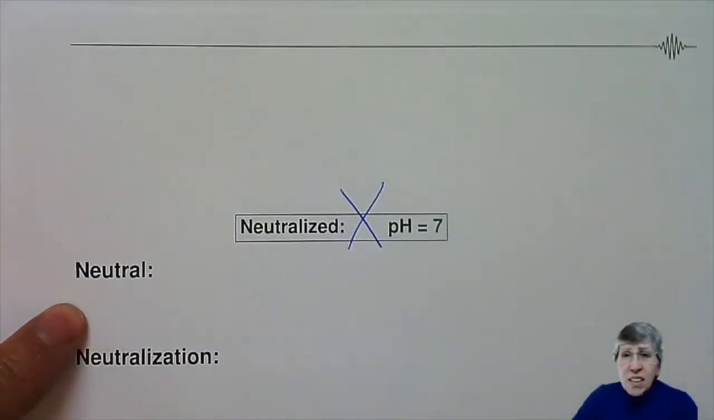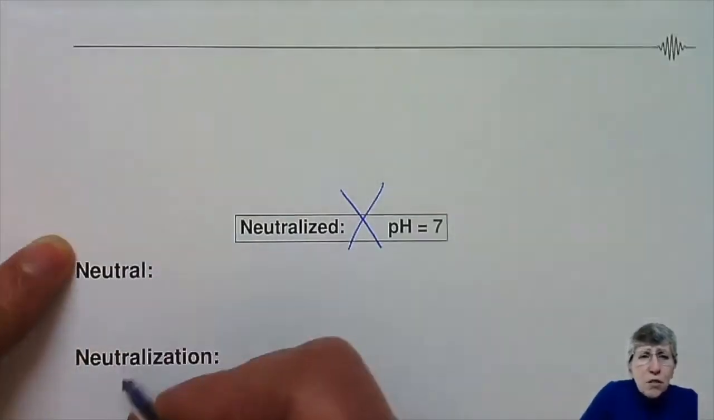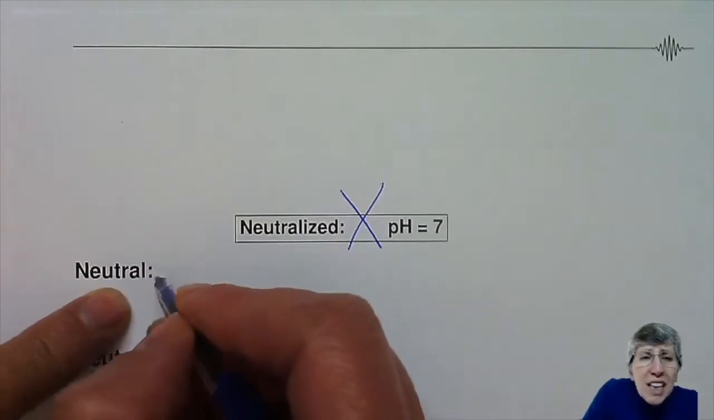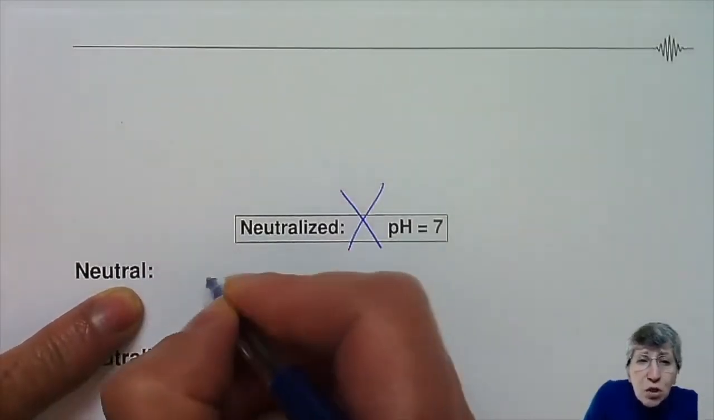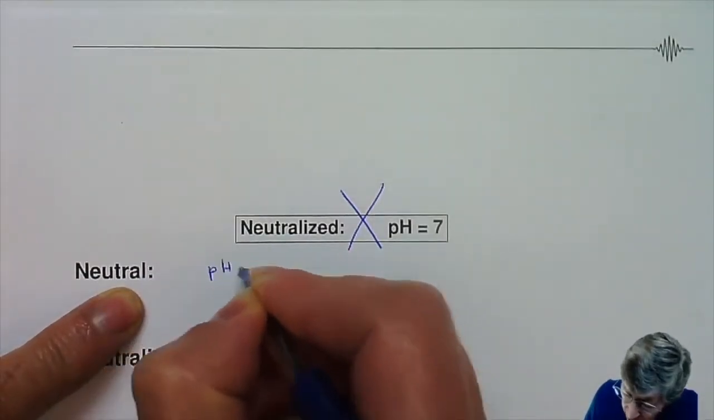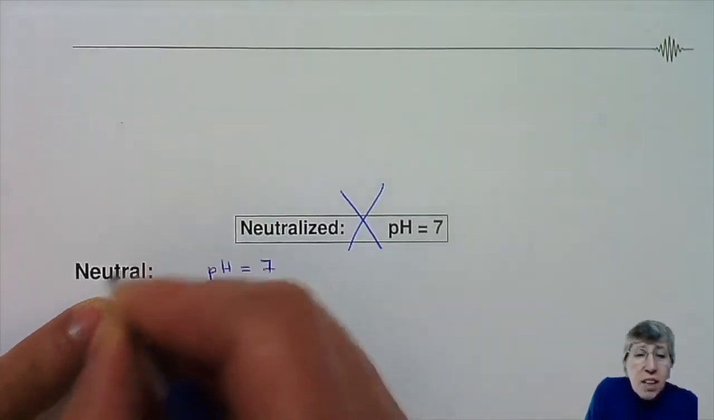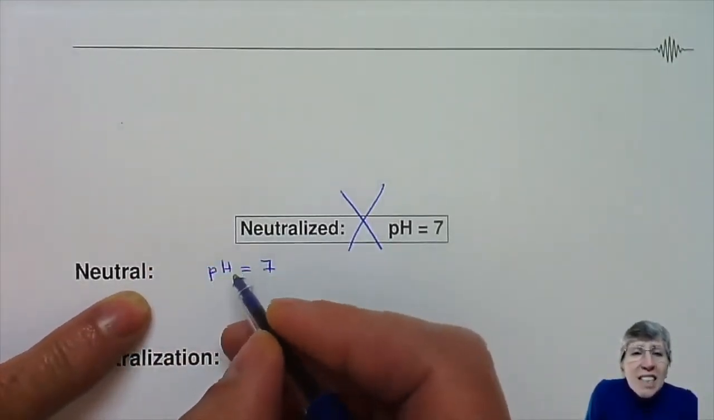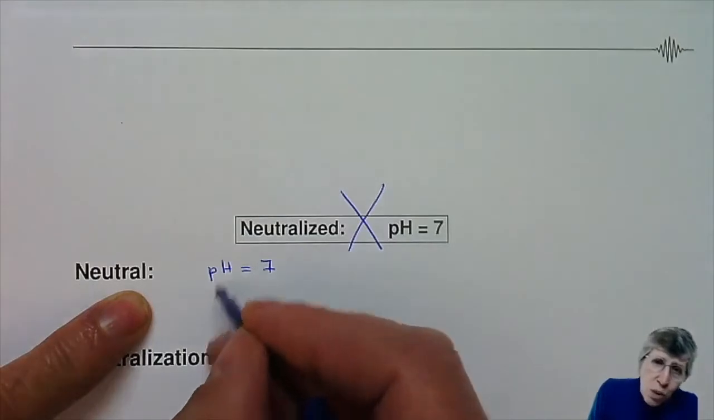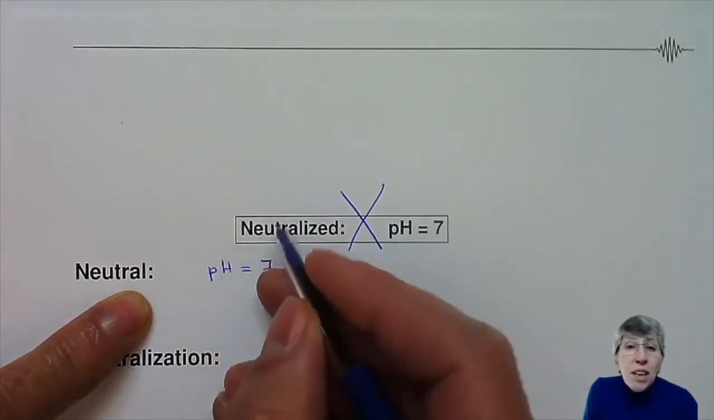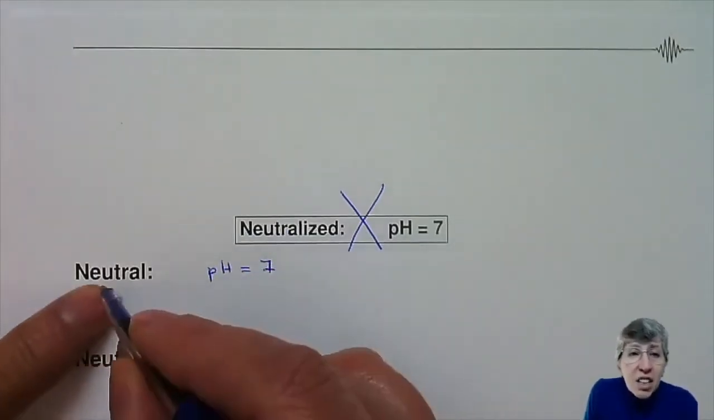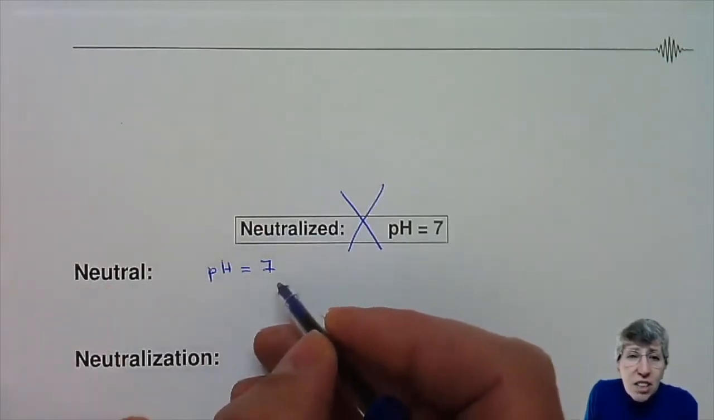So to understand that, we are going to look at the different words. Now, the first word there is neutral. If something is neutral, then the pH is equal to 7. Neutral means it's not acidic, which would have been pH smaller than 7, or basic, which would have been a pH higher than 7. It is actually neutral, so the pH is actually 7.